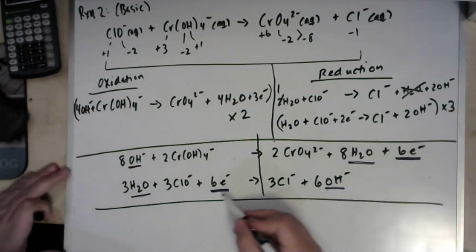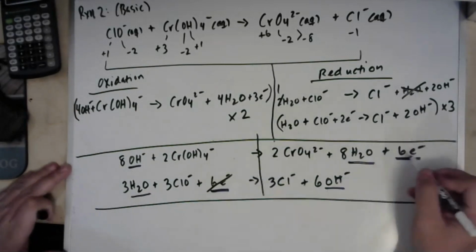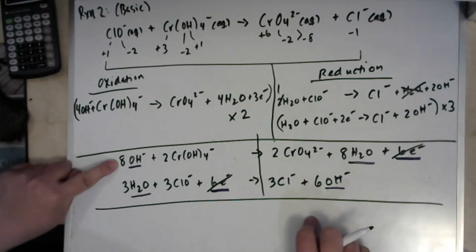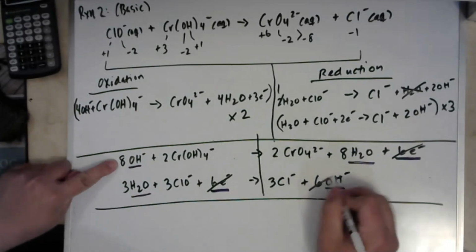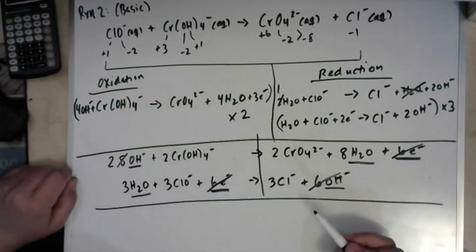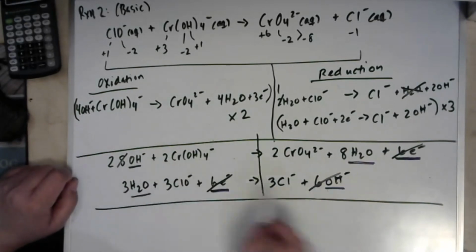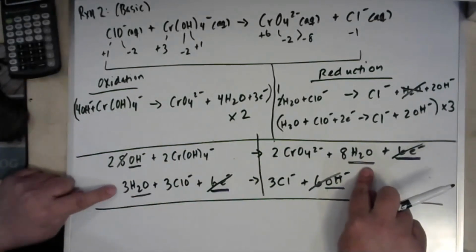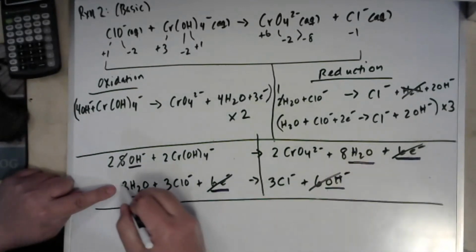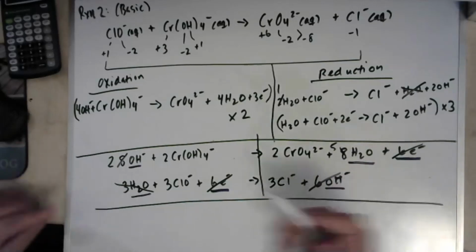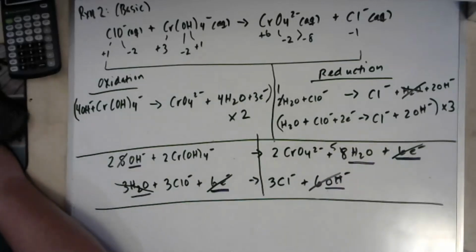Okay, our electron numbers are exactly the same, so they're going to fully cancel out. We have 8 hydroxides here and 6 here. So all 6 of these are going to cancel out, and we're going to have 2 of these left over. So you see how that works? 8 minus 6 is 2. We have 8 waters here and we have 3 waters here. So all 3 of these waters will fully cancel out. We'll have 5 waters left over on the product side.